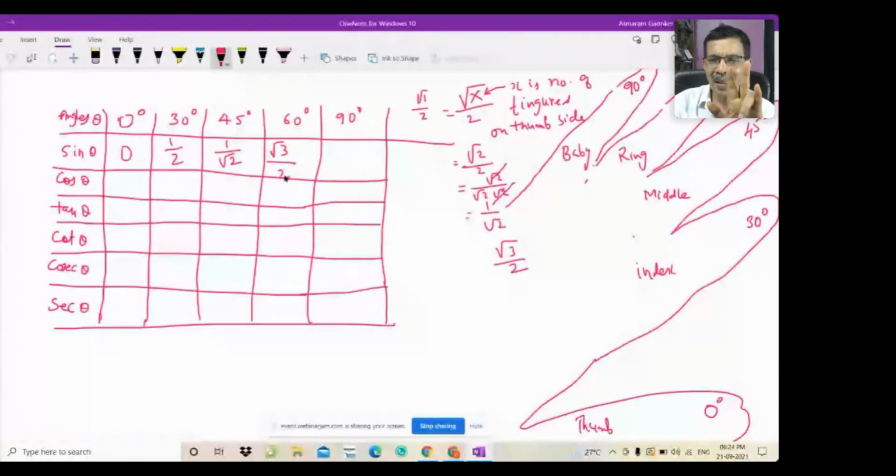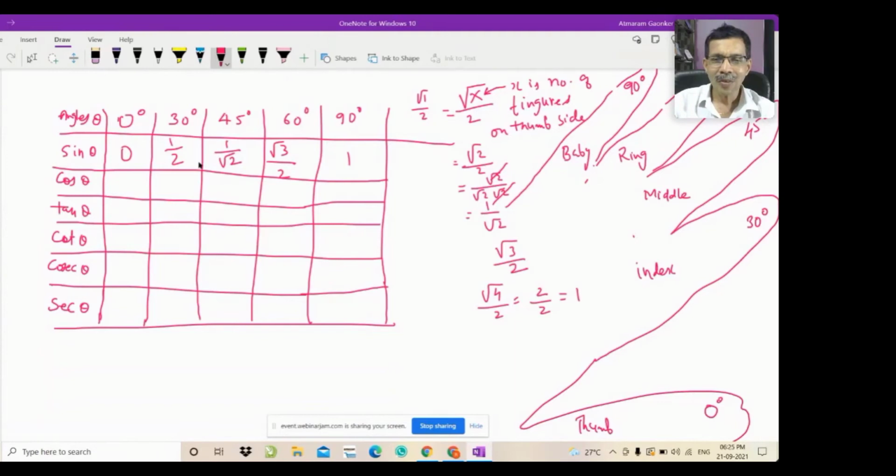And the next one is the baby finger. So you bend your baby finger, and the number of fingers towards the thumb when you bend the baby finger is 4. So your answer over here is root of x, meaning root of 4 divided by 2, and root of 4 is 2, and that is divided by 2. This will be equal to 1. So sine of 90 degrees is 1.